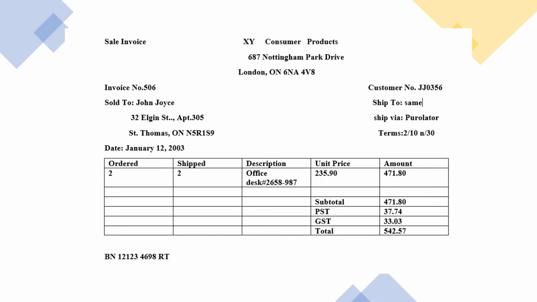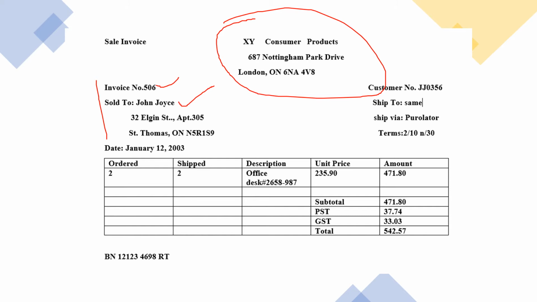So this is how it will look. As an accountant, you register your business address. And then on the side, you have the customer information. The invoice number you record. Who did you sell the item to? The address. This is the date of the invoice. On the side, we have the customer number, and it was shipped to the same address. What was the courier that you used? And then the terms of sale.